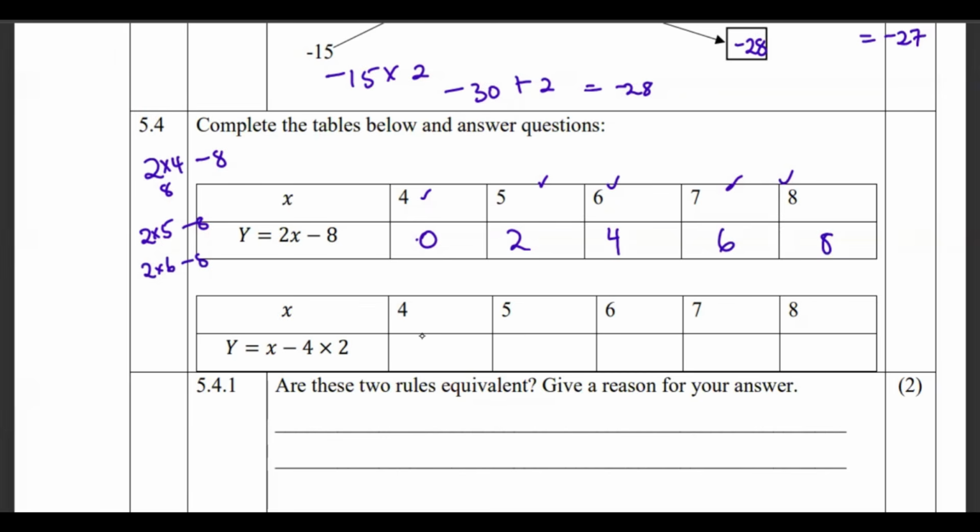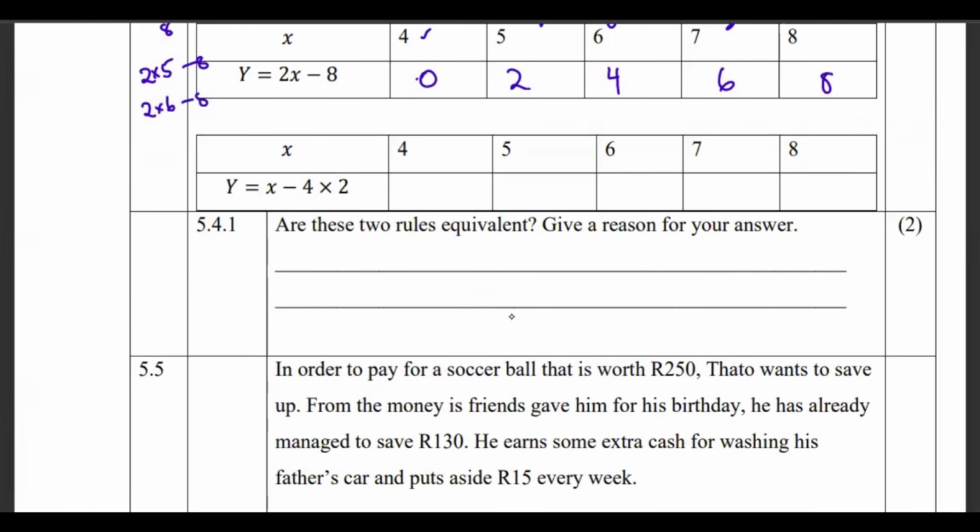Then with the next one, do the same thing. But we need to first simplify this multiplication. We know that 4 times 2 is 8. So it's the same as x minus 8. Okay. So it's 4 minus 8 is going to be a negative 4. 5 minus 8 is a negative 3. 6 minus 8 is a negative 2. 7 minus 8, negative 1. 8 minus 8 is a 0.